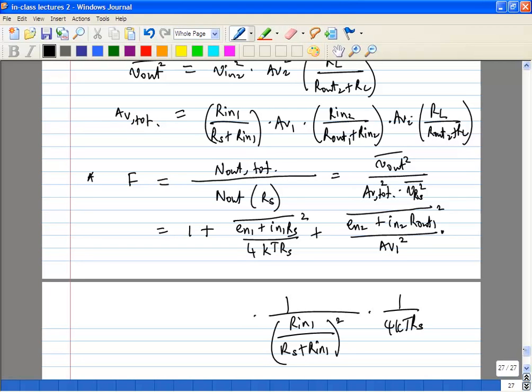Okay, you get something like this. What is this guy? Anybody? The first term? It's the noise figure of stage 1 with respect to the source impedance driving it, which is Rs. That's pretty straightforward, right? The input noise is 4kTRs plus noise due to the 2-port over 4kTRs. So this we know is F1 with respect to the source impedance Rs.